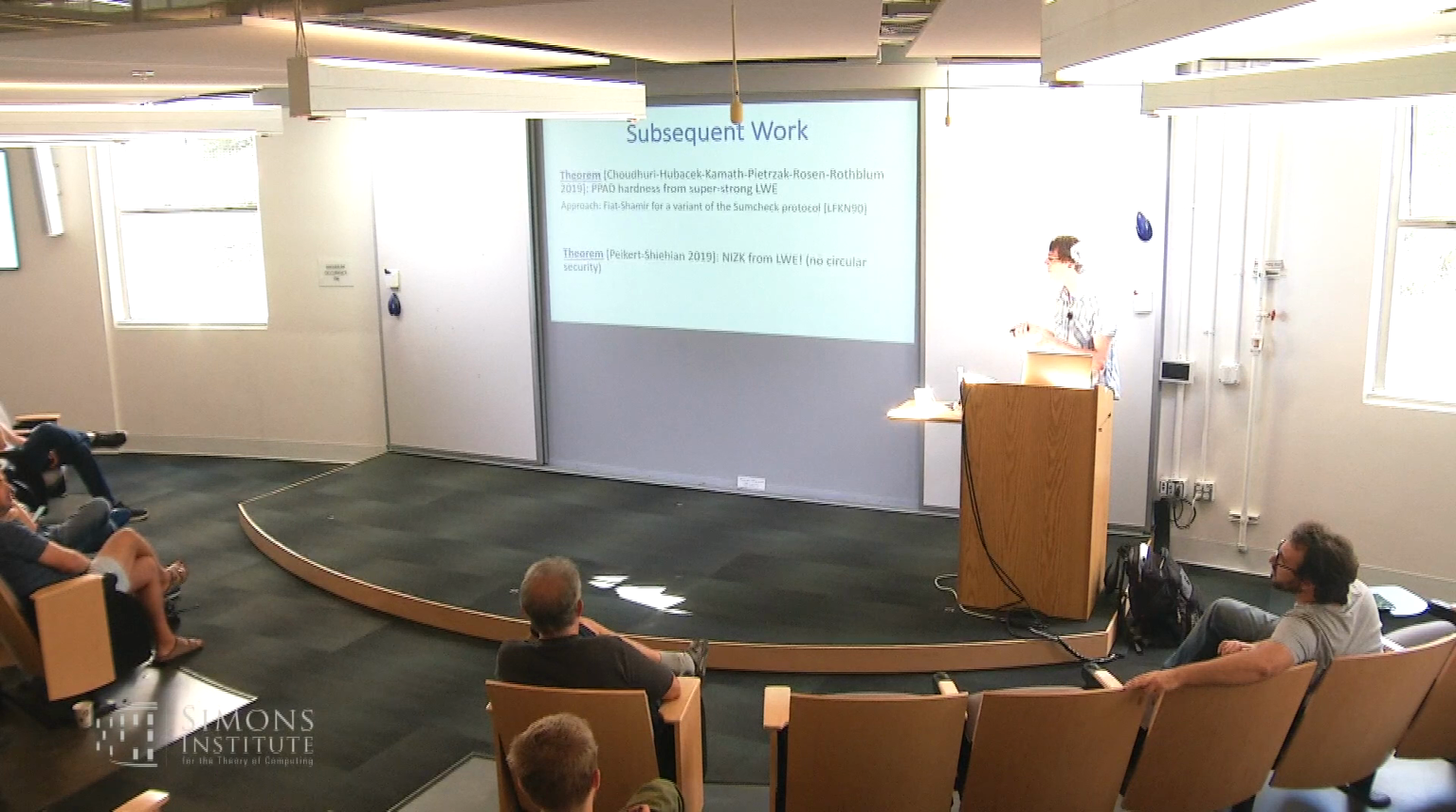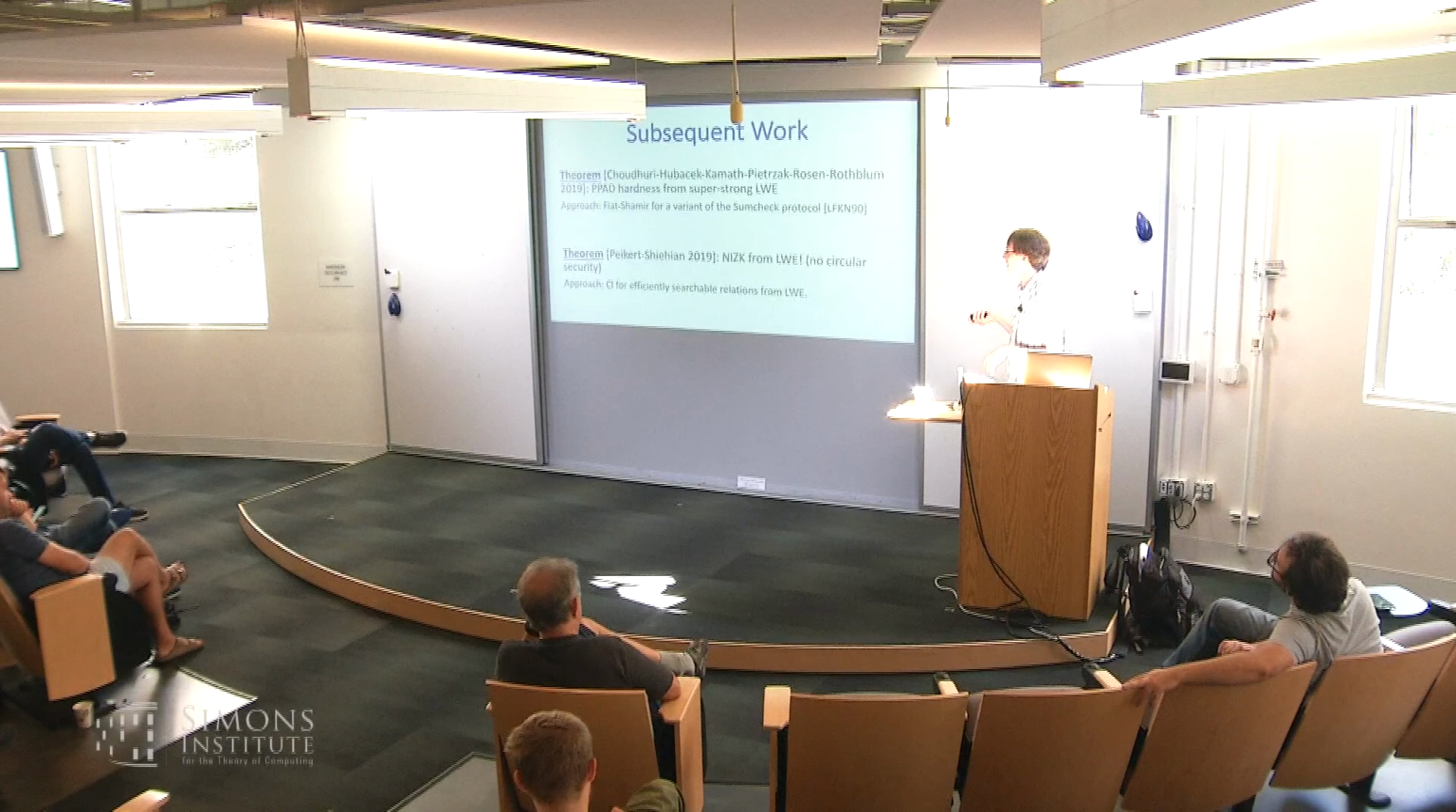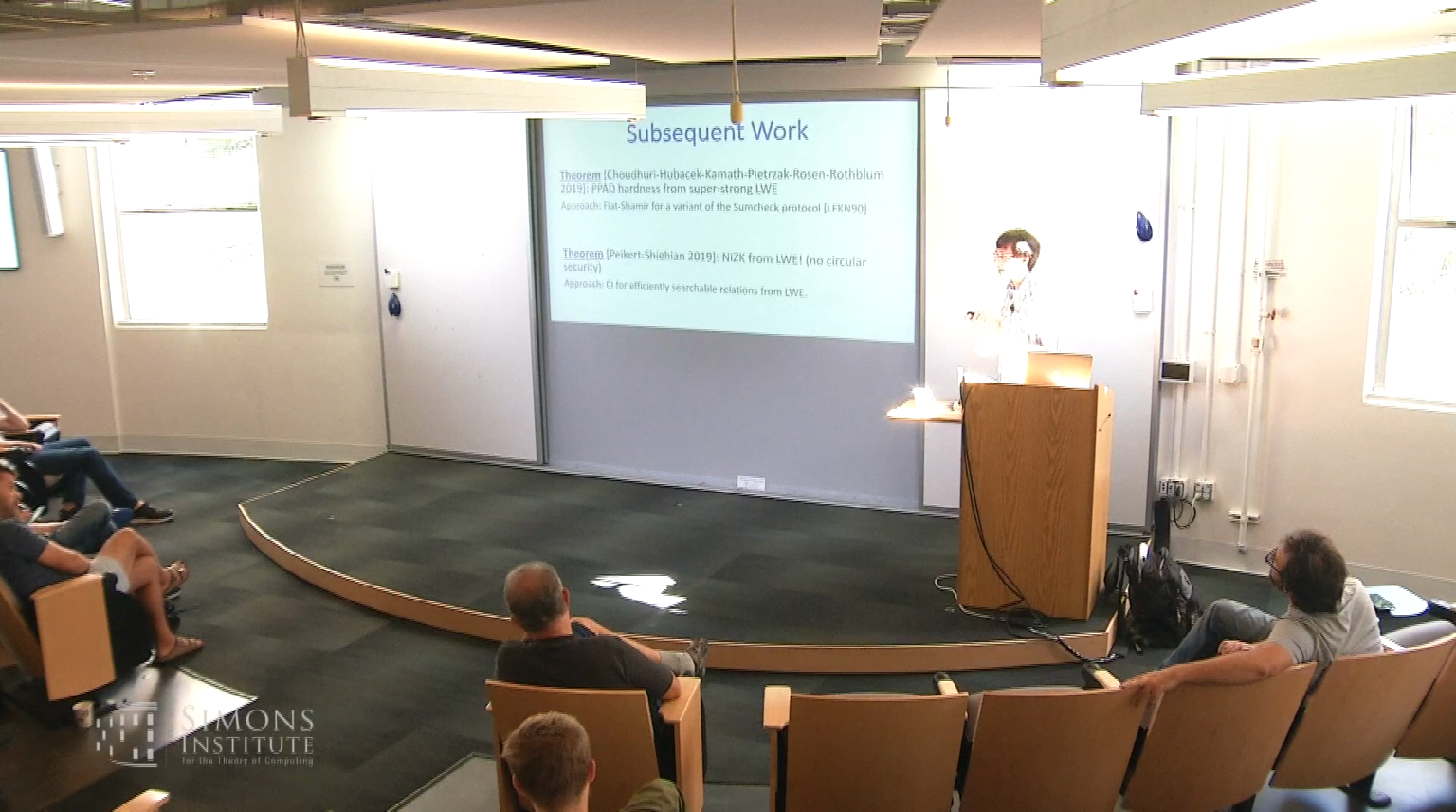And then, as I mentioned, the standard assumptions result, the one that we based on circular secure FHE, was later improved to rely only on standard LWE. They were very clever. They're taking the same approach, but they realized how to instantiate our framework without relying on circular security. I thought about it, and I didn't see how to get rid of the secret key. But these guys were smarter and realized how to get rid of the secret key from this framework.